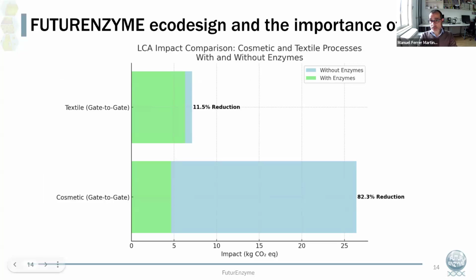And this is just one example. Using an enzyme, we reach in theory about an 11% reduction of carbon footprint in the textile sector, assuming a number of considerations. And in cosmetics, we can reach more than an 80% reduction in carbon footprint using enzymes, according to assumptions and some experimental laboratory data.